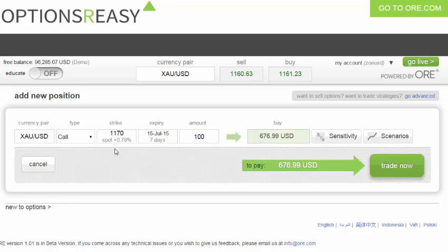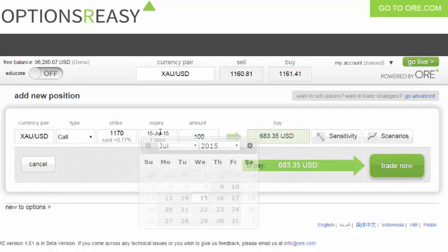And the more the market moves up, say gold moves to 1,200, 1,250 and so on, the more valuable my option is becoming, because my option strike is allowing us to buy at a cheaper price. The next box is the expiry date.